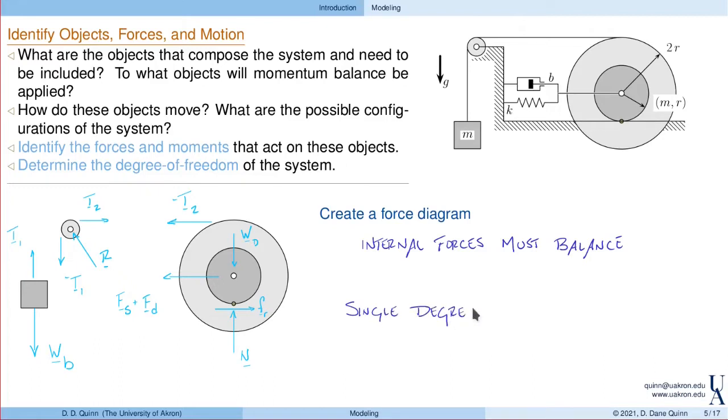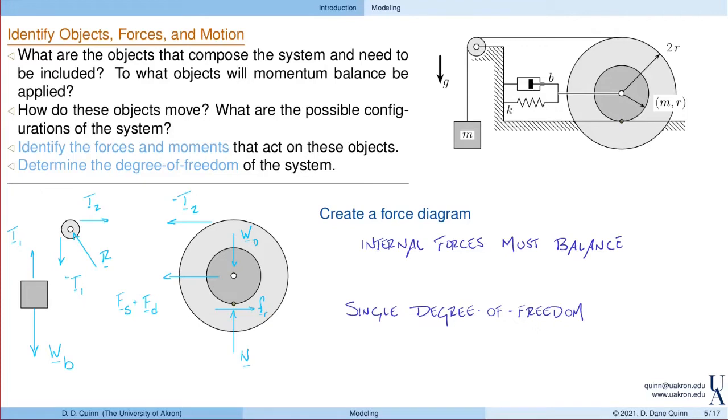If I know any of those measurements, I can figure out where the rest of the system is. I can determine the configuration. So I only need one measurement here to specify where absolutely everything is in this system. Therefore, it's a single degree of freedom system. That's what it means when we talk about degree of freedom. It's how many independent measurements do I need to specify the configuration.